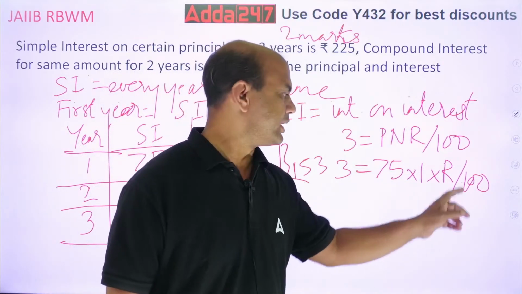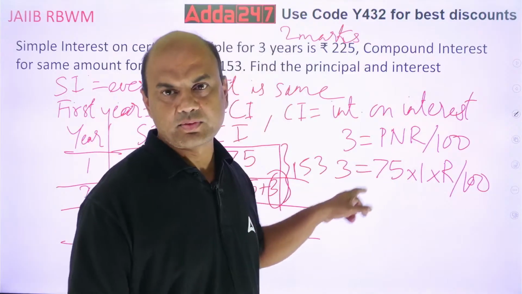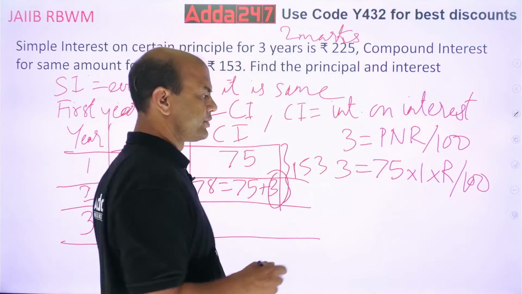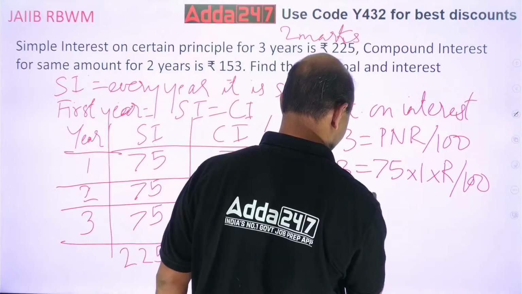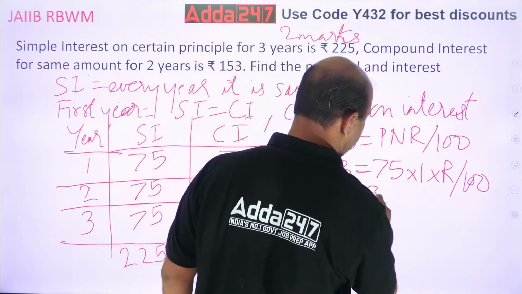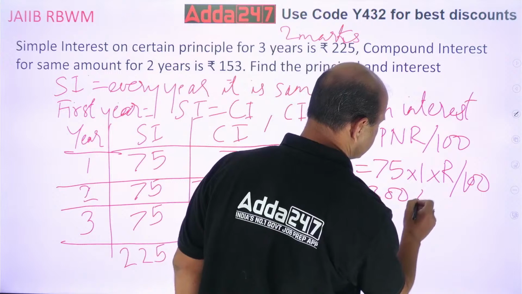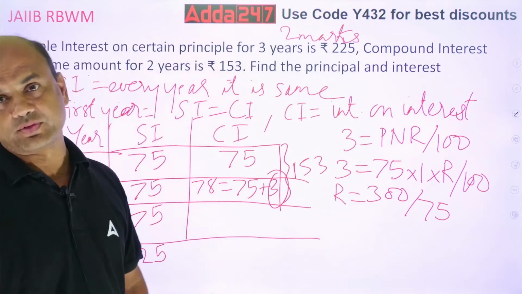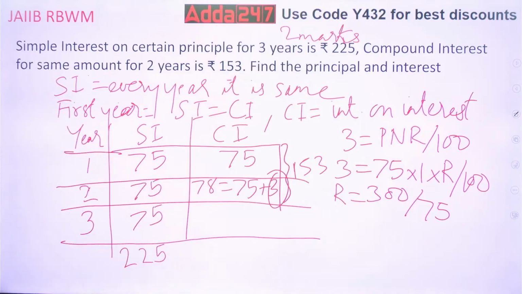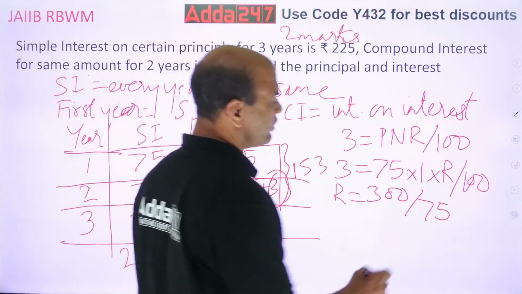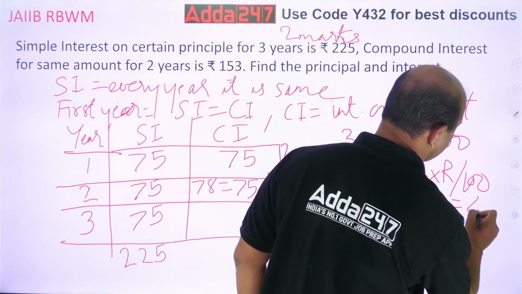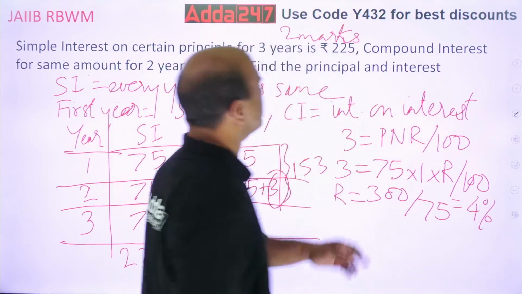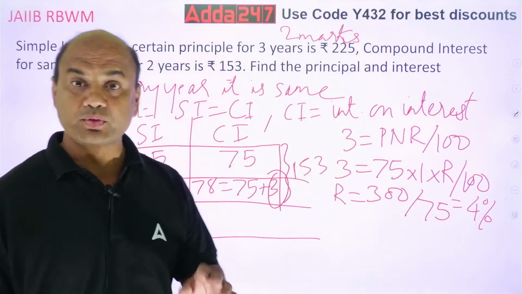Multiply this 100 on the other side, divide it by 75, and you'll get R. So R equals 300 upon 75. Got it? Everyone getting this? Type yes in the comment section if you are getting it. 300 upon 75 is equal to 4. So R equals 4%. You got one answer. Interest is 4%.